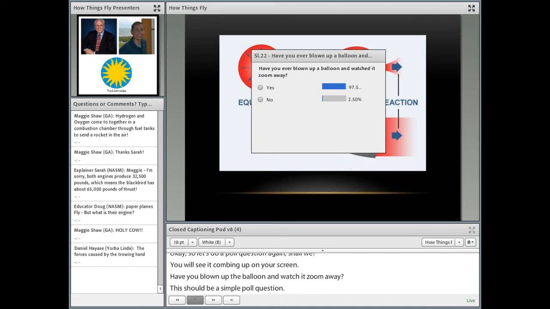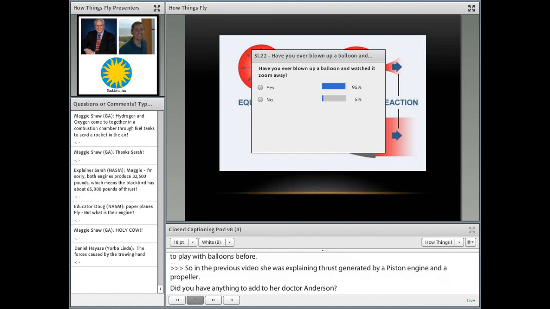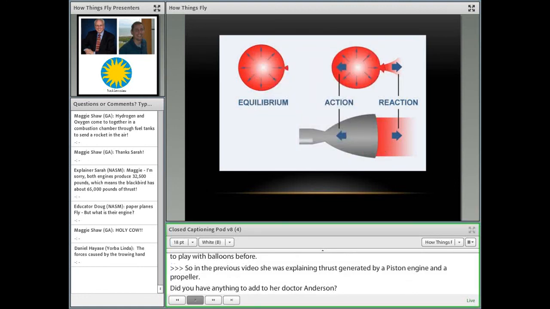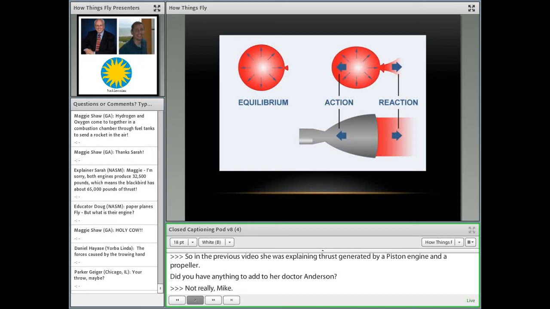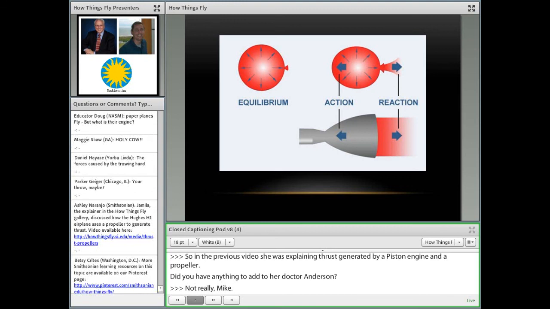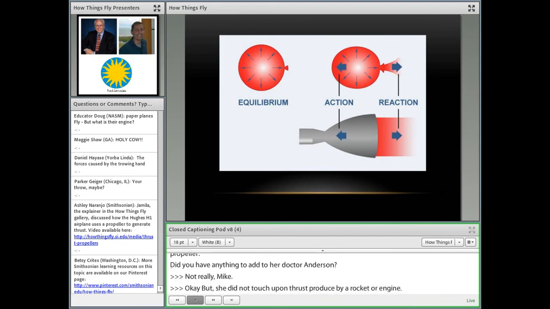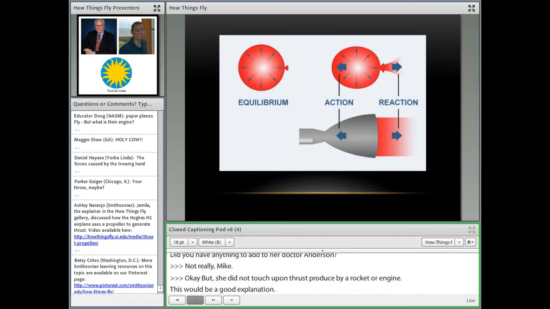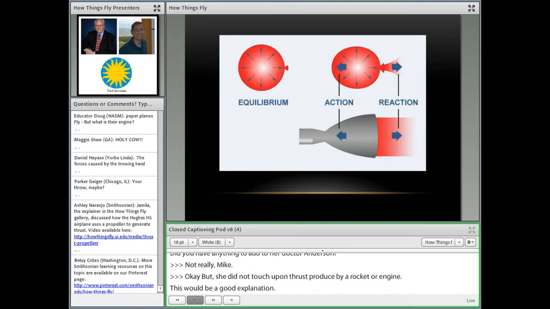So in the previous video, Jamila was explaining thrust generated by a piston engine and a propeller. Did you have anything to add to her explanation, Dr. Anderson? Not really, Mike. Okay. But she didn't touch upon thrust produced by a jet or rocket engine. So I thought this would be a good image for an explanation of how a jet or rocket engine produce thrust. So could you talk a little bit more about how jet engines and rocket engines produce thrust and how they're somewhat similar in that aspect?